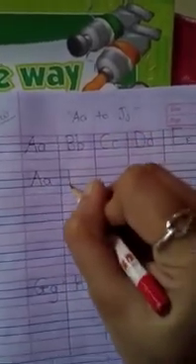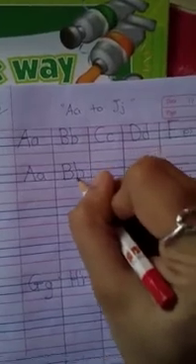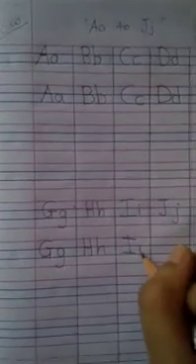Okay. Now we will write A for apple, B for ball, C for cat, D for dog, E for elephant, F for fish, G for grapes, H for horse, I for ice cream, J for jug.